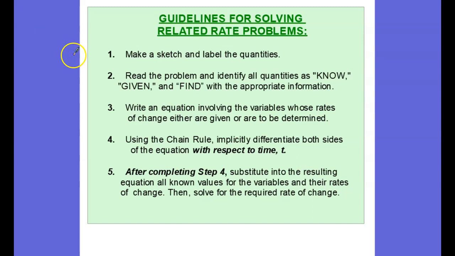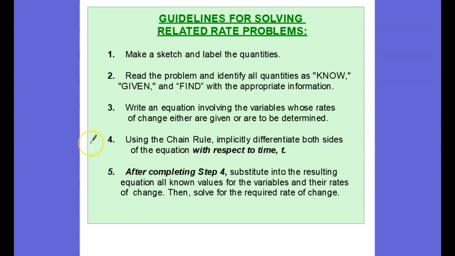Step 1, we're going to make a sketch and label the quantities. In Step 2, we'll read the problem and identify all quantities as something we know, something that's given, or something that we need to find with the appropriate information. In step number 3, we're going to write an equation that involves the variables whose rates of change are either given or are to be determined. In step 4, we'll use the chain rule to implicitly differentiate both sides of the equation with respect to time.